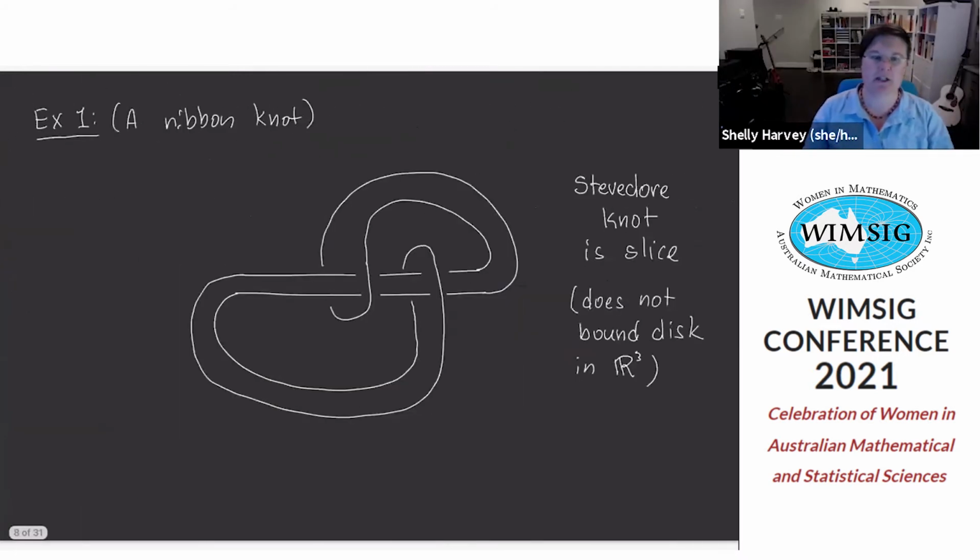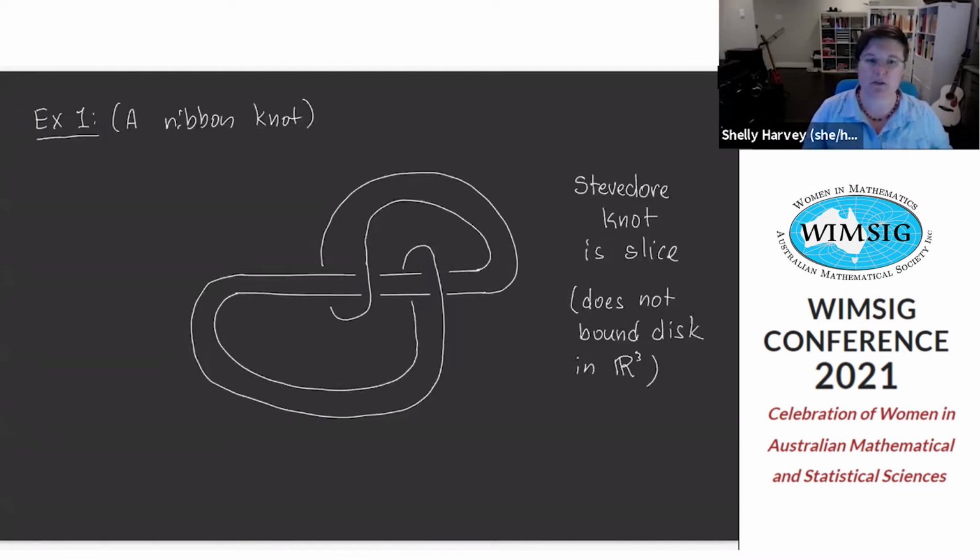So here are the examples I promised you. If you don't get anything out of this talk past these examples, that's fine. I think it's kind of cool to see these examples if you haven't seen them before. If you have, then you should just pay attention to the rest. So this is an example called a ribbon knot. I'm supposed to show you that this is slice.